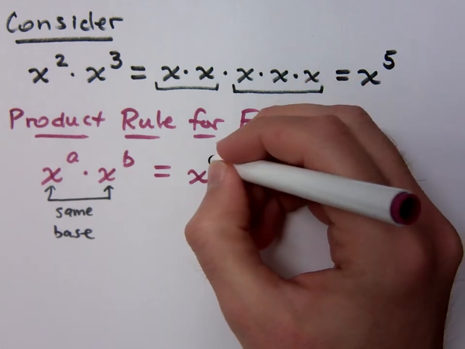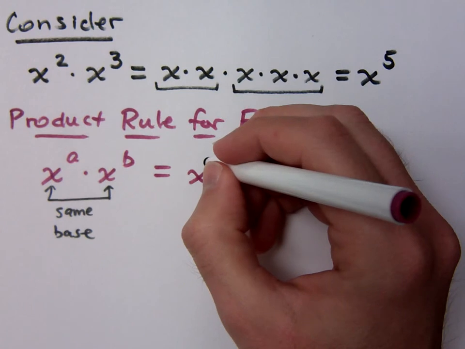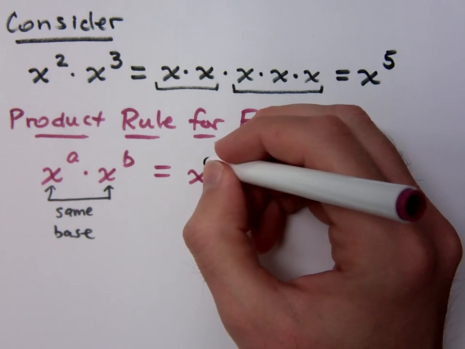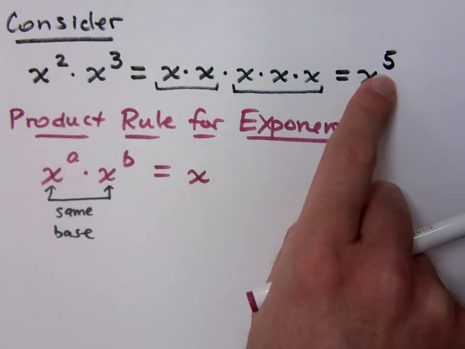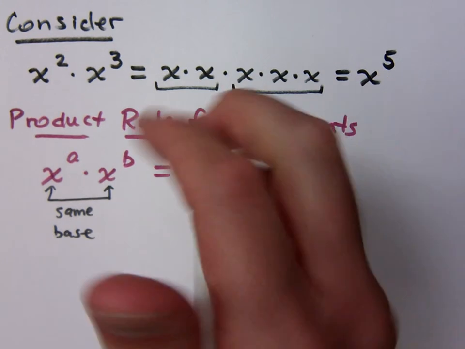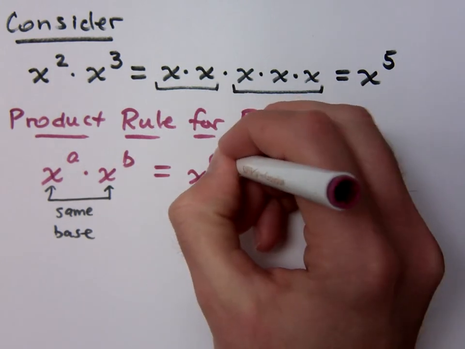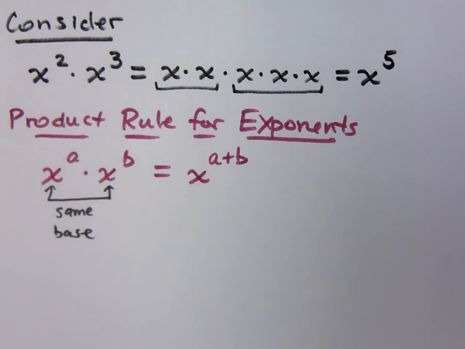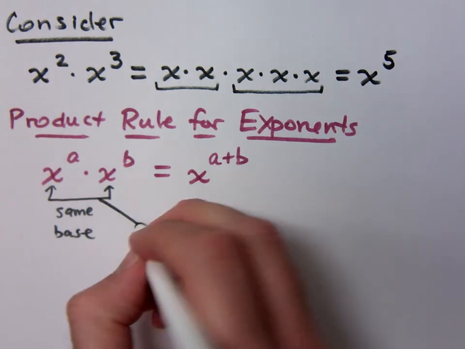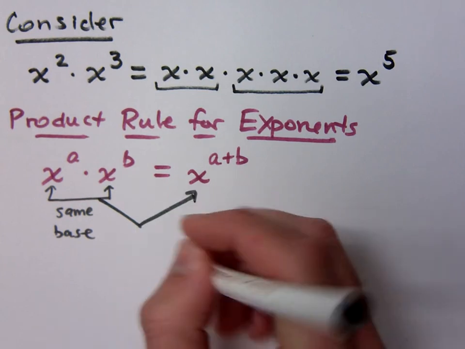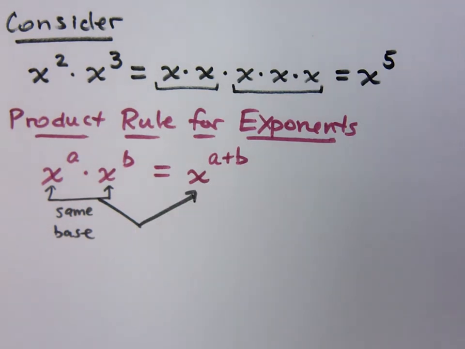AB? If you say AB, what does that mean? That means multiplication. Did I do 2 times 3 to get 5? What did I do? I added those guys, so it's A plus B. Now notice, this is your same base, and you keep that base. You don't change it, because you're trying to figure out how many factors of that particular base you have.